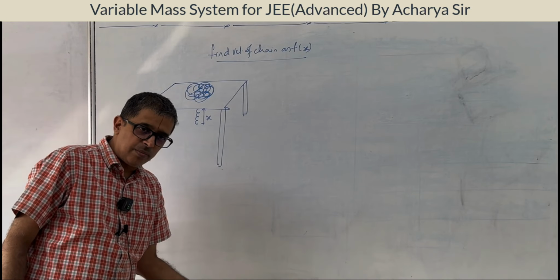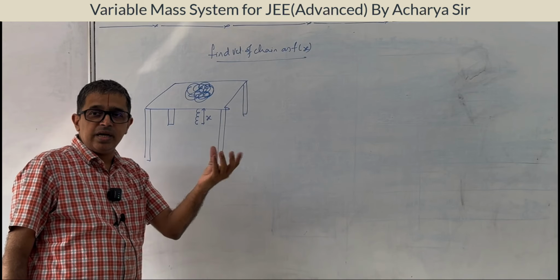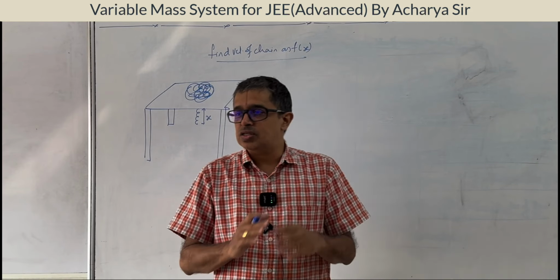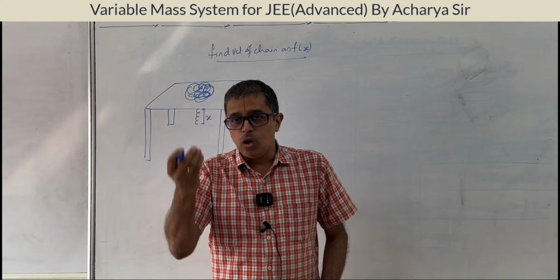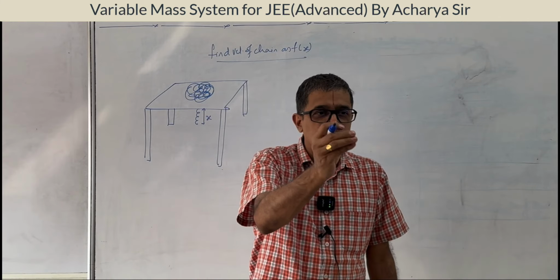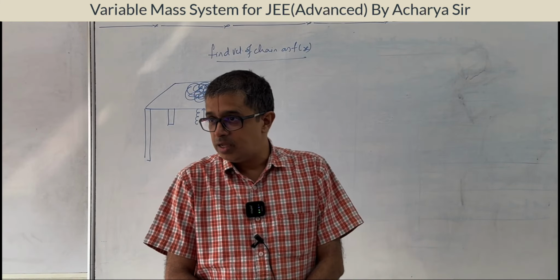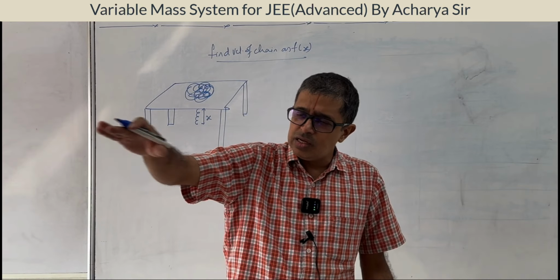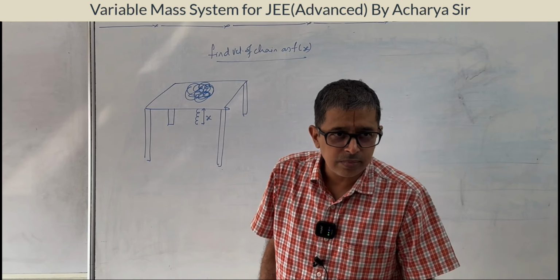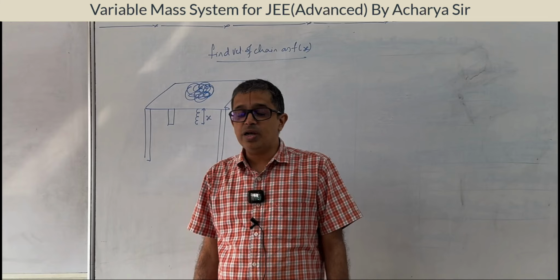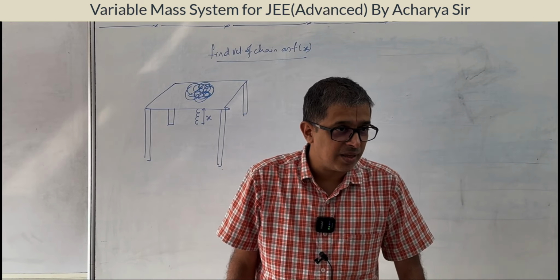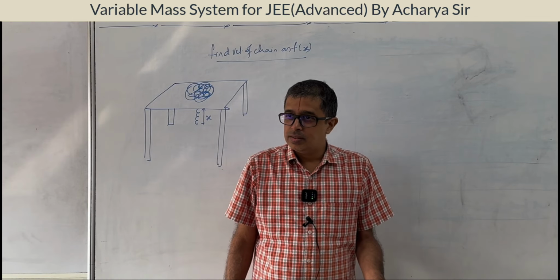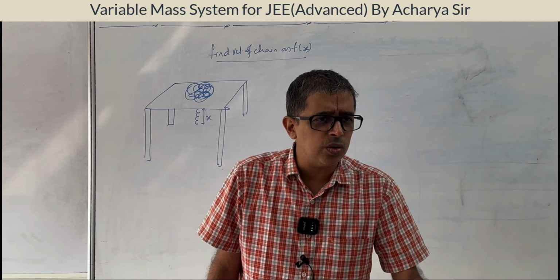As the chain is slipping down, I need to calculate the velocity. The first idea that strikes you is that loss in potential energy is equal to gain in kinetic energy. You have done such similar problems in the work energy theorem, a chain slipping off a table. Here you cannot conserve energy. Why do you say that? Because I don't want to conserve energy.